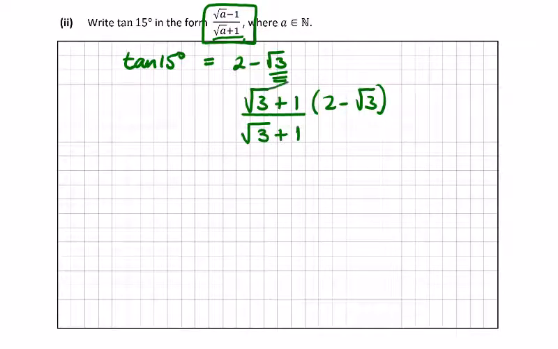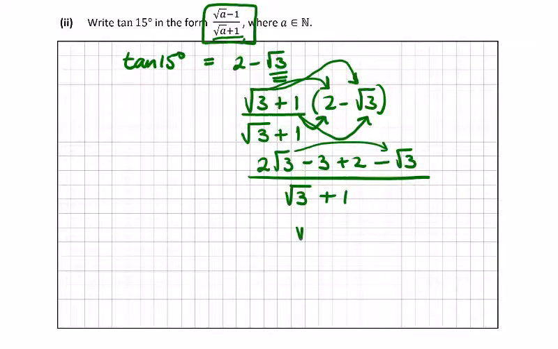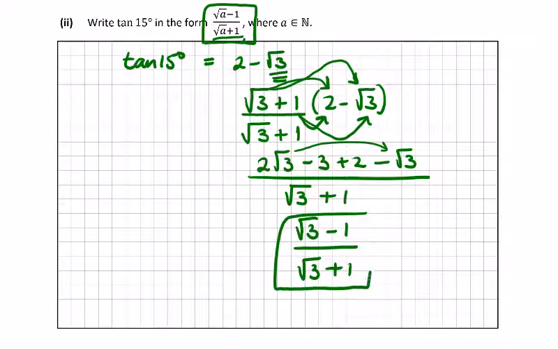So multiplying out the top, I get root 3 times 2, which is 2 root 3. I get root 3 by minus root 3, which is minus 3. 1 by 2 is plus 2. And 1 by minus root 3 is minus root 3, all over what we wanted on the bottom, a root something plus 1, root 3 plus 1. So I now have 2 root 3 minus root 3 is just 1 root 3. And I have minus 3 plus 2 is minus 1, over root 3 plus 1. Nice tidy little question. Clever examiner writing these questions.